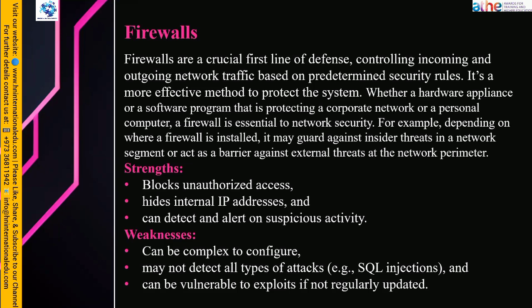Firewall is essential to network security, because this is the one thing that makes the system secure for the overall working. For example, depending on where a firewall is installed, it may guard against insider threats in a network segment or act as a barrier against external threats at the network perimeter. So, firewall is a barrier between your system security and all the external threats that may stop the normal working of your system. All the working of the firewall is related to maintaining security. There is a fixed set of security rules defined for this system to work.